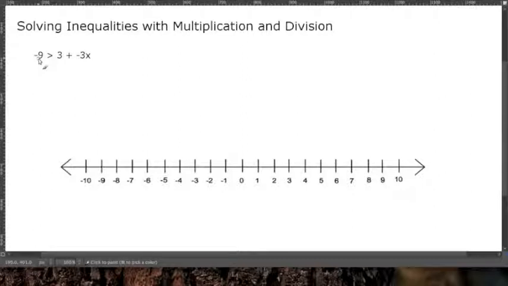Our next example says negative 9 is greater than 3 plus negative 3x. So we're going to start by trying to get this negative 3x by itself. So we're going to move 3 over, so we're subtracting 3 from both sides. Negative 9 minus 3 is going to leave us with negative 12. Bringing down your inequality sign, negative 12 is greater than negative 3x.